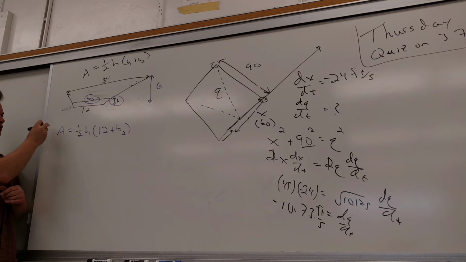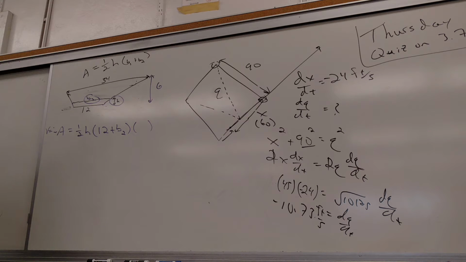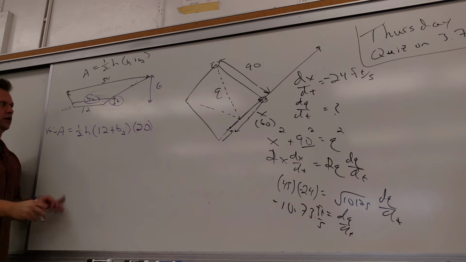And the volume, let me just go ahead. The volume would be the width times the area, so that would be times, what was it? 20. I like it. Cool.